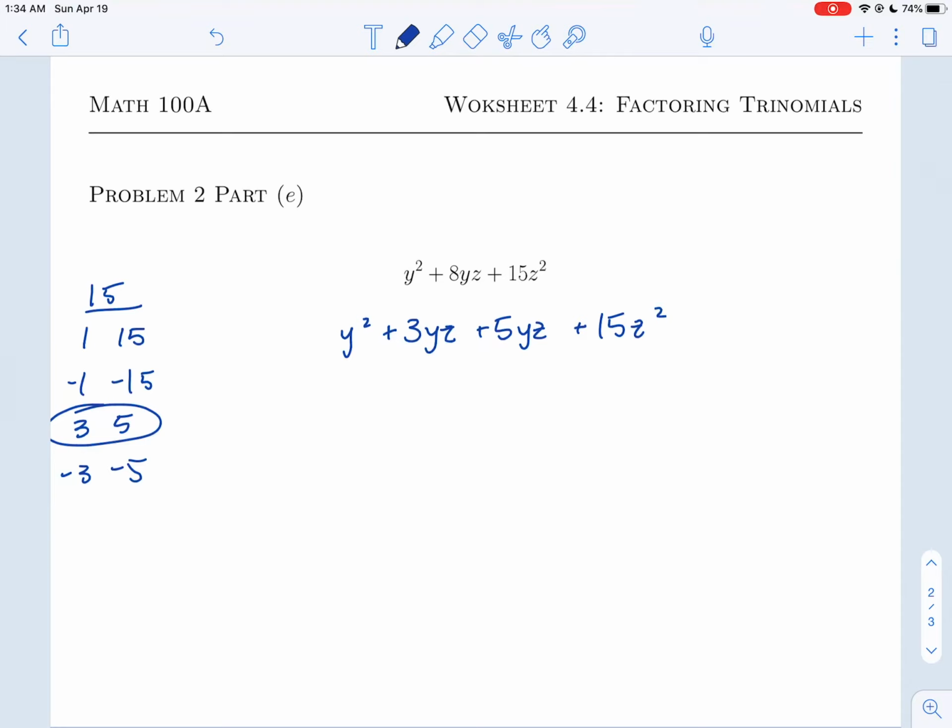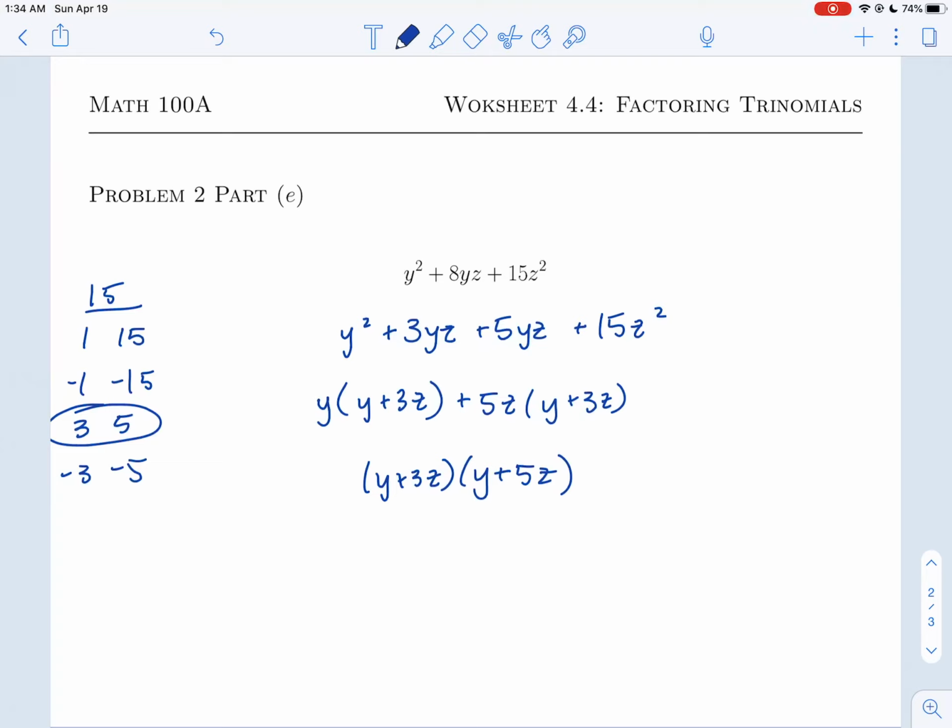Okay, now that I've got 4 terms, moving forward with that factoring by grouping. With those first 2 terms together, it looks like I can pull out a y. I'll be left with a y plus 3z. With those second 2 terms there, it looks like I can pull out a whole 5z. And I'll be left again with y plus 3z. And then that last step, pull out that y plus 3z. I'm left with a y plus 5z.